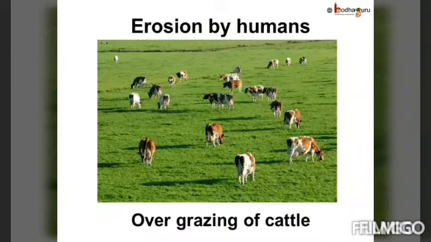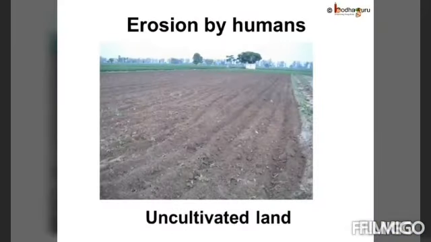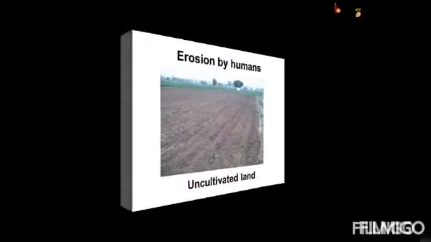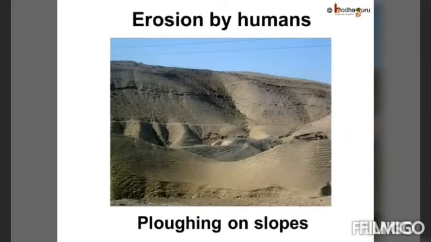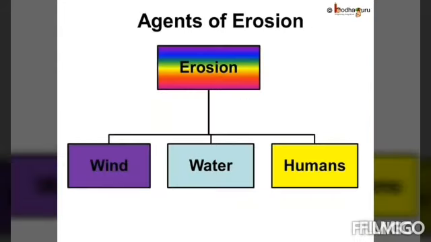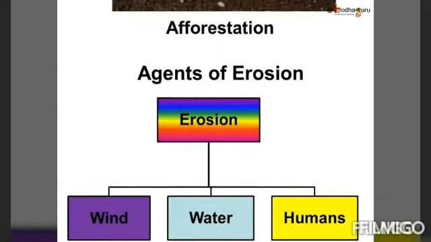And what about animals? Allowing the cattle to overgraze exposes the soil by removing the plant covering. This also leads to soil erosion. If the land is left uncultivated after cutting the crops, the soil gets eroded fast. Plowing the soil on the slopes loosens the soil and it gets carried away by wind or water. So we summarize that the agents which cause soil erosion are wind, water, human activities like deforestation, overgrazing of cattle, leaving uncultivated land, plowing on the hills.